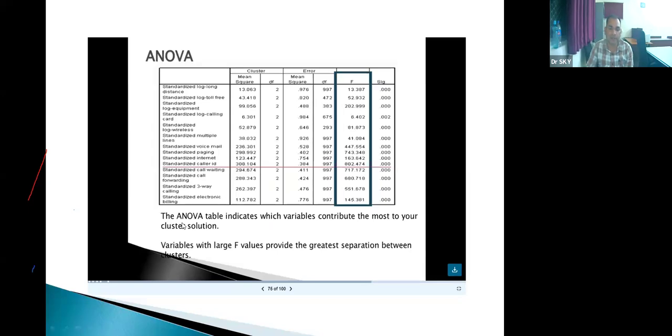You can see this is the ANOVA. The ANOVA table indicates which variables contribute the most to the cluster solution. All are significant, contributing significantly, with p values very much less than 0.05. Variables with large F values provide the greatest separation between clusters. F is the statistic, so the larger the value of F, the larger the contribution in separating the observations or objects.